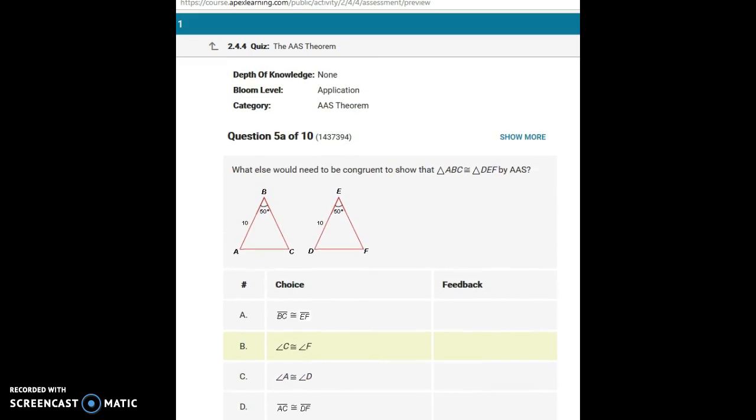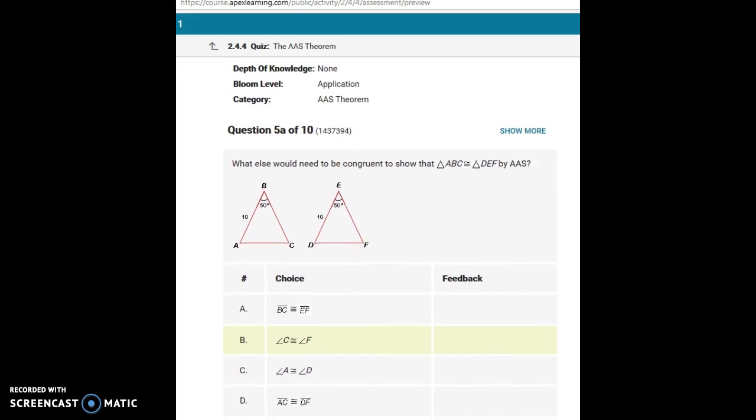5A, let's switch this one. Okay, now we've got to pay attention here. It's AAS, so we have to have 2 angles and then a side. So we have to have a measurement for one angle, a measurement for another angle, and then a measurement for a side. So it has to stay in that order. Okay. So which angle are we missing? Which angle do we have to have in order to be able to say AAS, angle, angle, side?